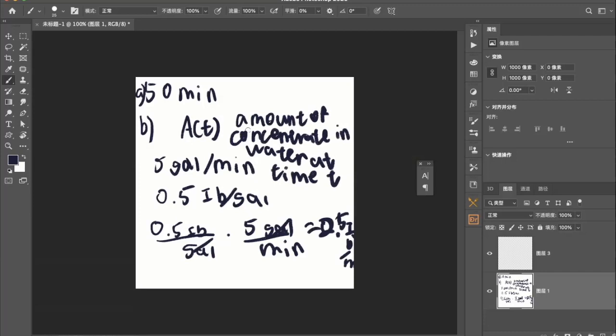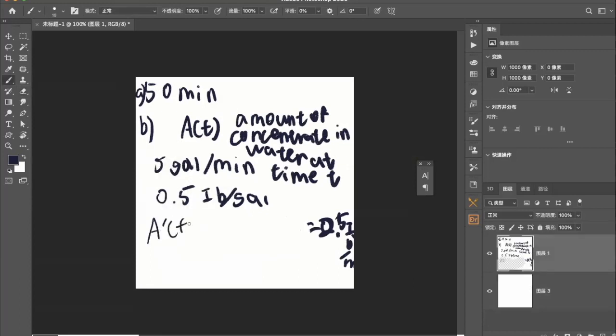So a classic equation for this kind of problem will say that A prime, which is the change in the amount of concentrate, is equal to the amount of concentrate coming in minus the amount of concentrate coming out. And we get it from a minute ago that the amount of concentrate entering was 2.5 pounds per minute. So now we just need to subtract the concentrate going out.